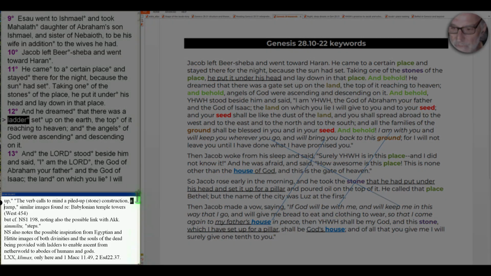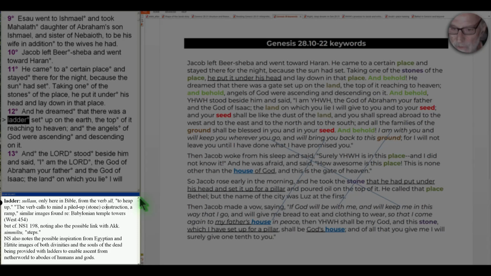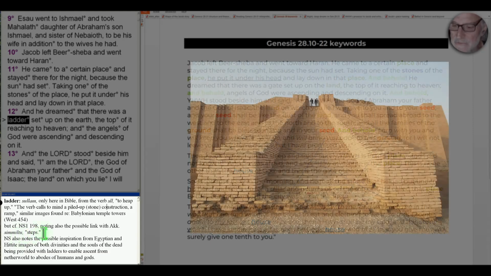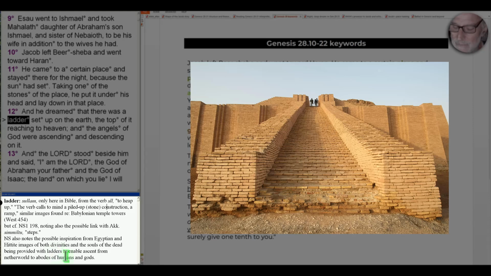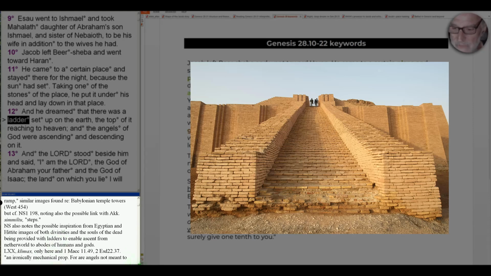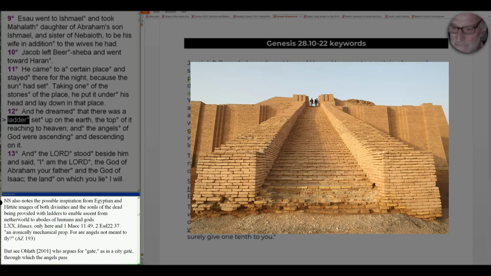So the word here is sulam, only here in the Bible. And the question is, what is the verbal root? Is it a verbal root from Hebrew? Is it a verbal root from Akkadian? Because the Akkadian root here, similtu, means steps. And that's what's led many people to see it as like a ramp or something from a ziggurat. And you can see an image of that here.